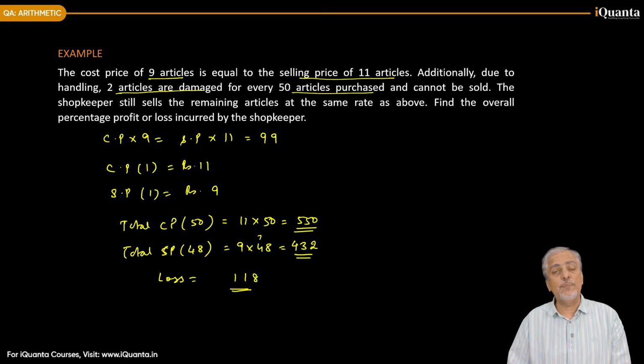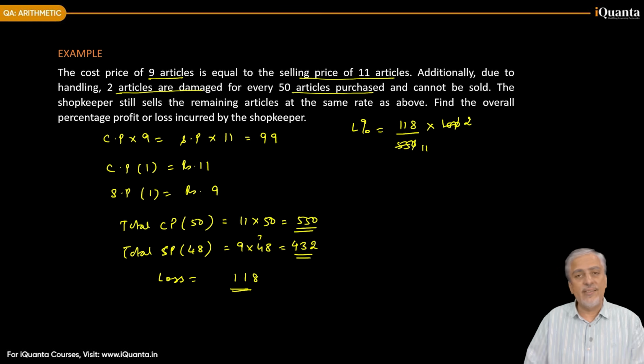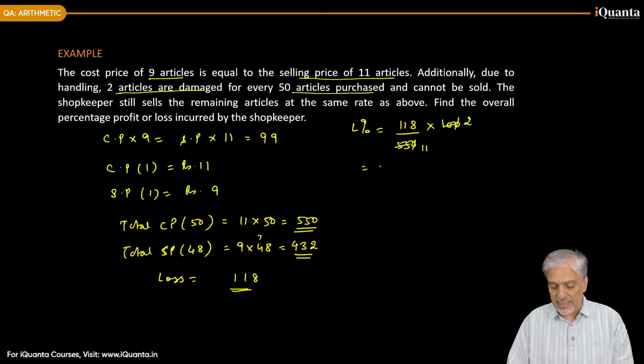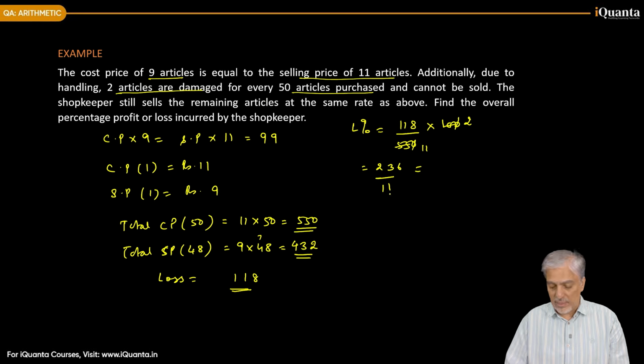What is your loss percentage? That's very important. Loss percentage is loss upon cost price into 100. So we can cut the 0 out. We get 5 11s are, 5 2s are, 118 into 2 is 236. So we've got 236 divided by 11. Let's get a decimal approximately to two places.